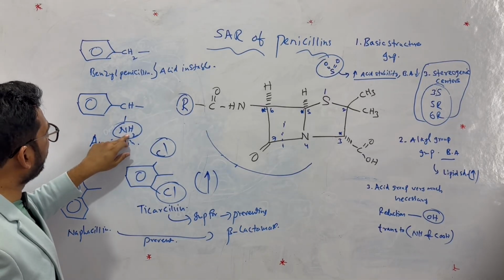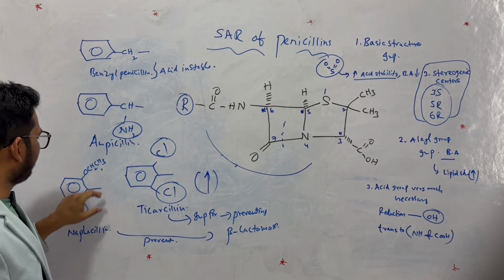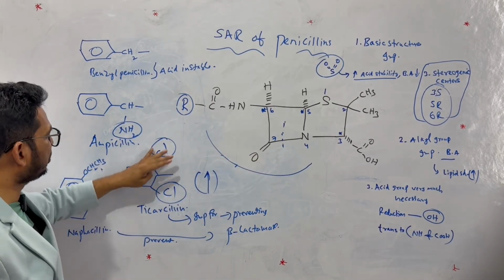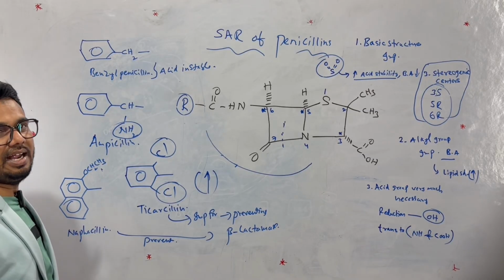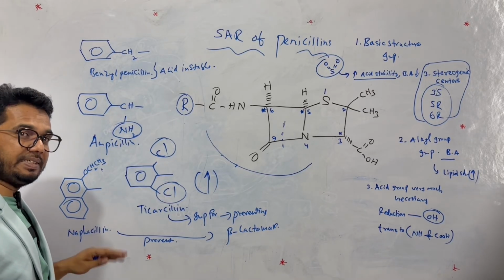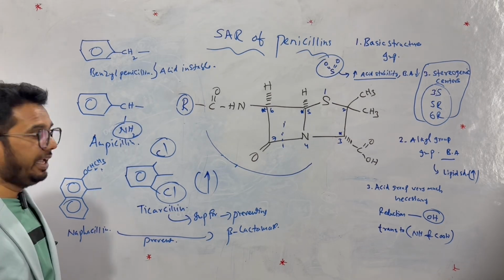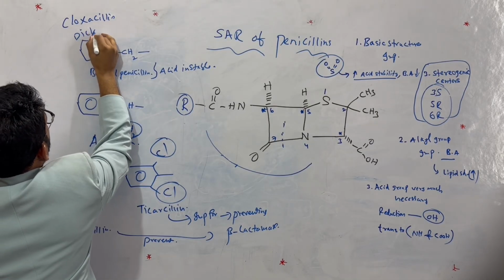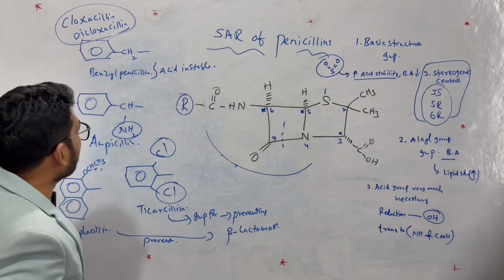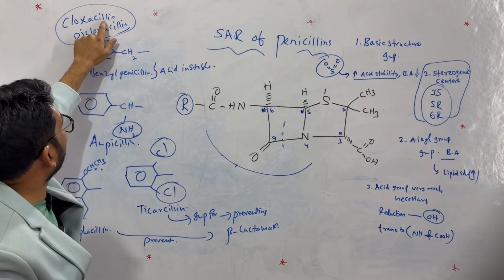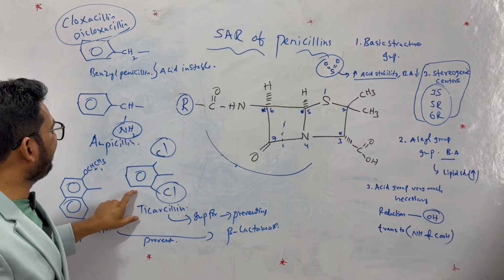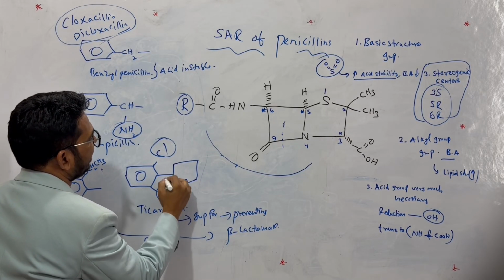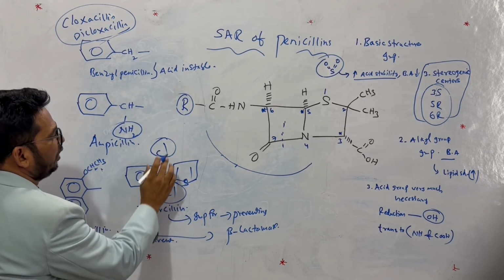If it has donating groups like amine groups and other groups like methoxy group, they are going to protect from the beta lactamase. But when it has electron withdrawing groups, they are going to increase the activity. These electron withdrawing groups are present in different drugs like cloxacillin and dicloxacillin. I can write here cloxacillin, dicloxacillin. All of them have a heterocyclic moiety in place of R, a heterocyclic ring along with the halogens present on the phenyl ring. Okay, here the heterocyclic ring is present as well as the halogens.